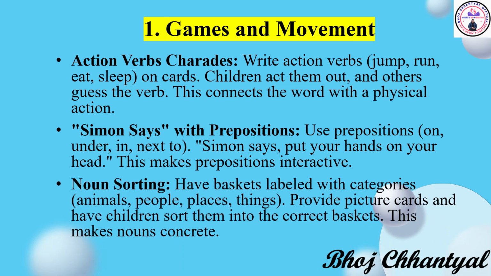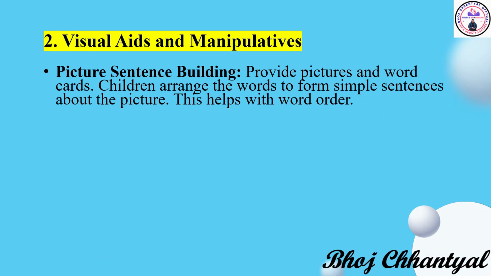C. Noun sorting. Have baskets labeled with categories: animals, people, places, things. Provide picture cards and have children sort them into the correct baskets. This makes nouns concrete. 2. Visual aids and manipulatives. Let's see some examples.